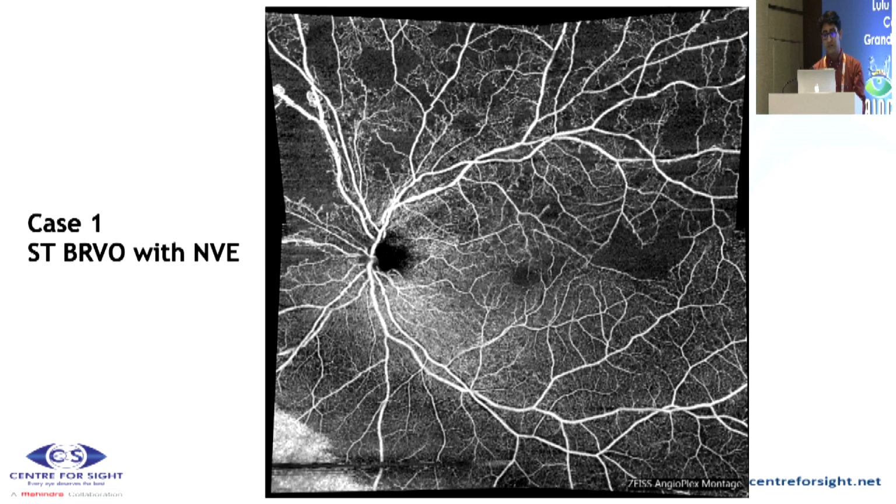So this is the first case which I'll show you. It's a superior BRVO, and you can see, can I have the pointers? So this is a superior temporal BRVO. You can see the multiple areas of capillary non-perfusion, a big area here. And you see superiorly, these are small neovascular patches which have been developing in these areas. So you can counsel the patient to undergo laser or anti-VEGF injections.